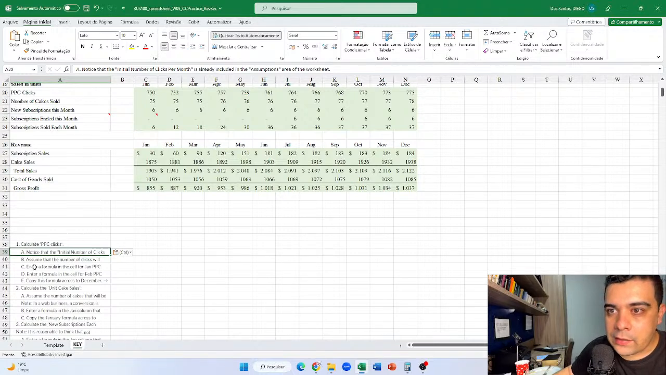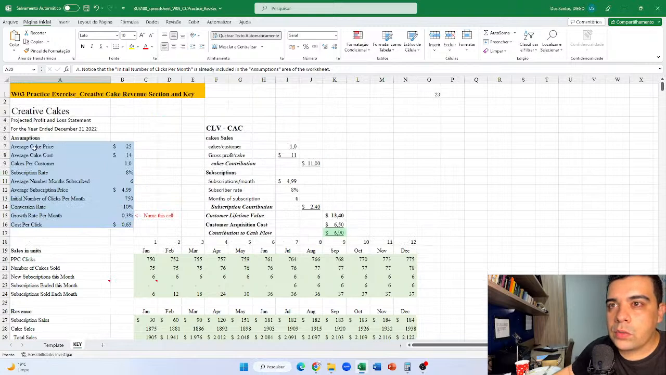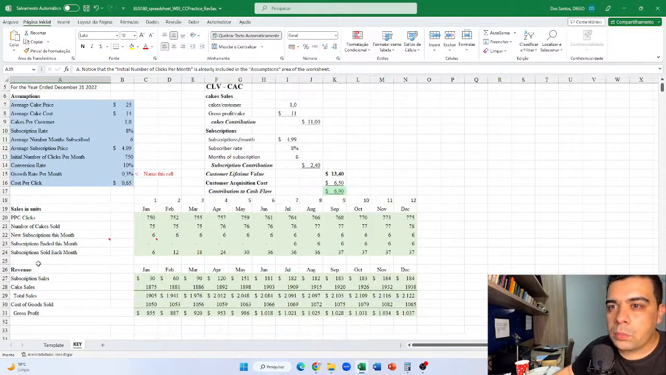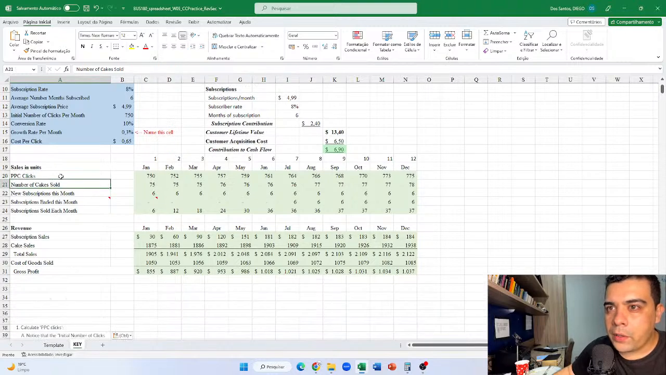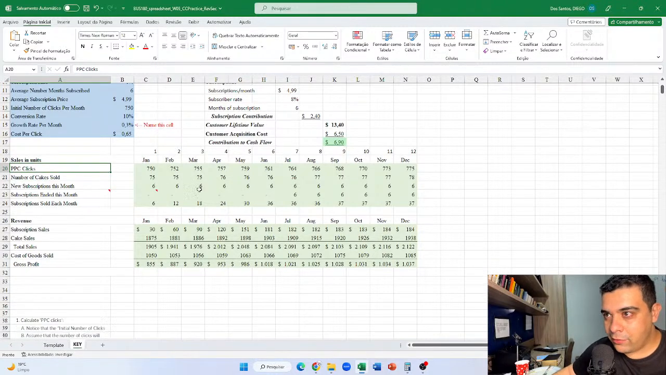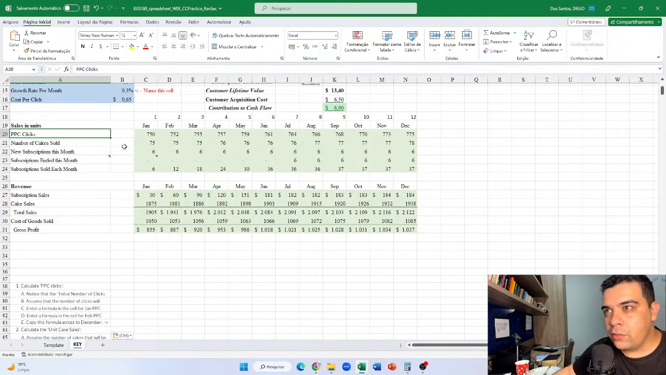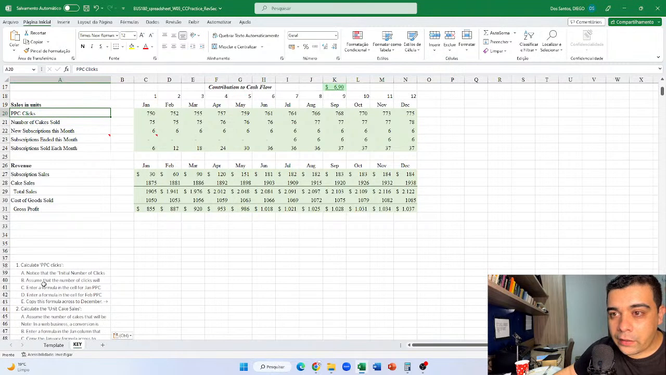Calculate PPC clicks. Notice the national number of clicks. PPC clicks here. Ok, achamos então. Number. Então é como se fosse aqui uma venda, né? Como se isso fosse um funil de vendas. PPC click. Ok. Assume that the number of clicks will.